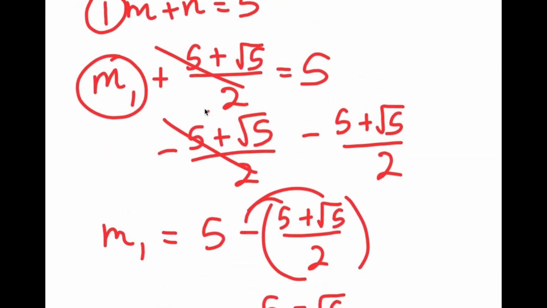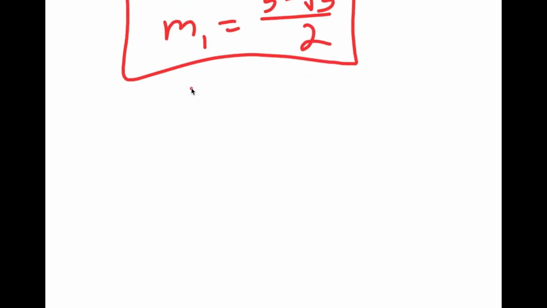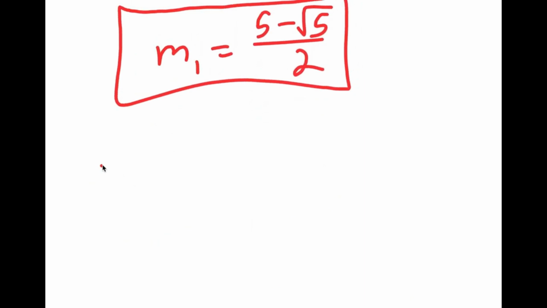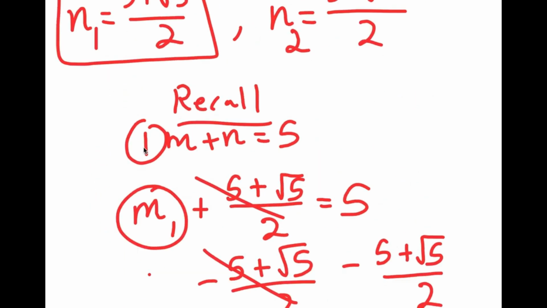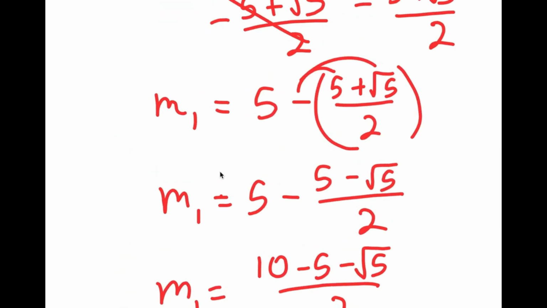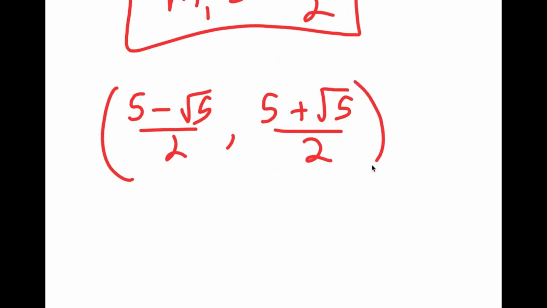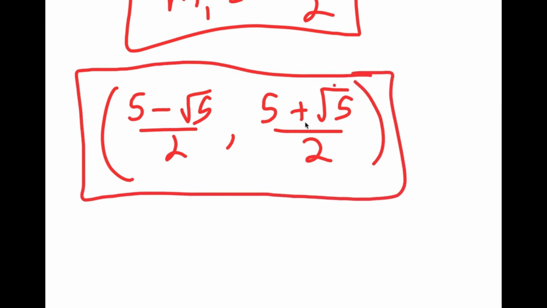And remember how n of 1 is equal to (5 plus the square root of 5) over 2. So my first solution for this system of equations is ((5 minus the square root of 5) over 2, (5 plus the square root of 5) over 2). So this is my first solution to the system of equations.